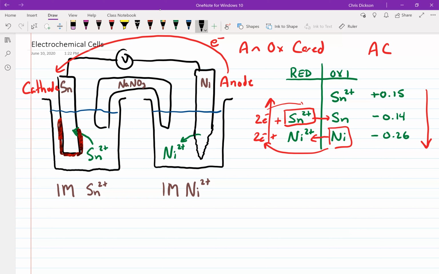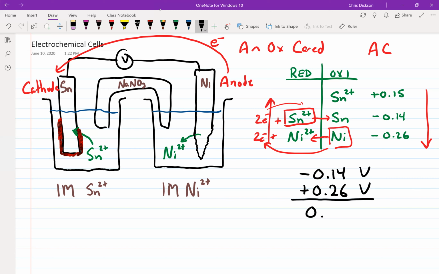So what other questions could you be asked? You might be asked, what is the voltage of this battery? What would the voltage be here? Well, for the reduction reaction, it's negative 0.14 volts. And the oxidation reaction we have to flip, so this becomes positive 0.26 volts. So this would be a very, very weak battery.